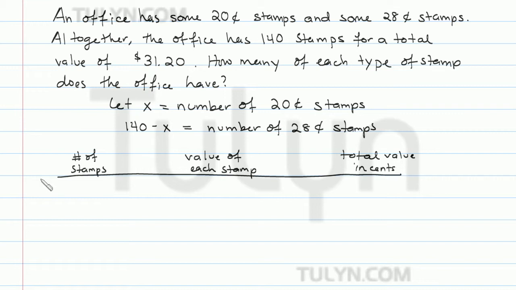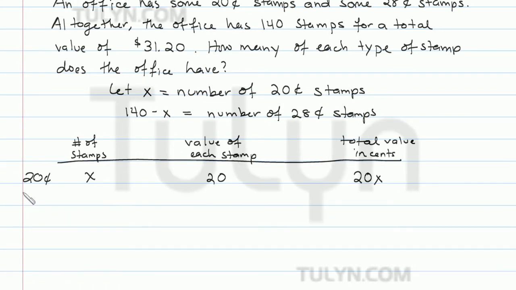So let's say we're talking about the 20-cent stamps. The number of stamps is X, right? And the value of each stamp is 20 cents. So when we talk about the total value, we want 20 cents times the number of stamps, so 20X. And similarly, for the 28-cent stamps, there are 140 minus X stamps worth 28 cents each. So the total value is going to be 28 times 140 minus X.